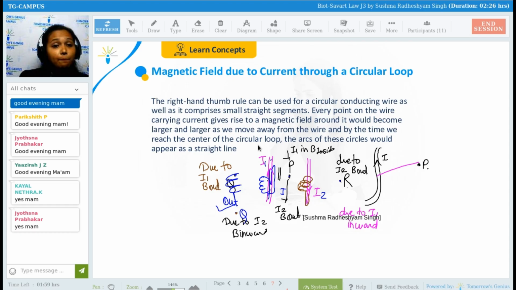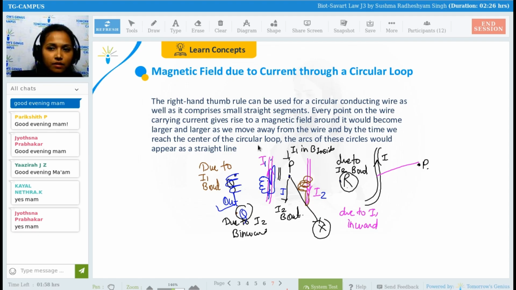So if it is exactly in between, the distances are the same and the currents are the same, so point P experiences no magnetic field. Similarly, point Q also experiences no magnetic field. Point R is similar, but the distances vary. That means point Q and point R experience a magnetic field, but point P does not experience any magnetic field.